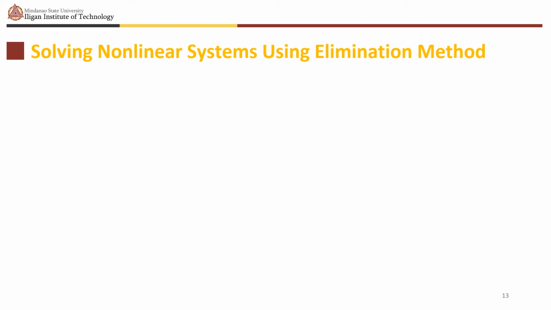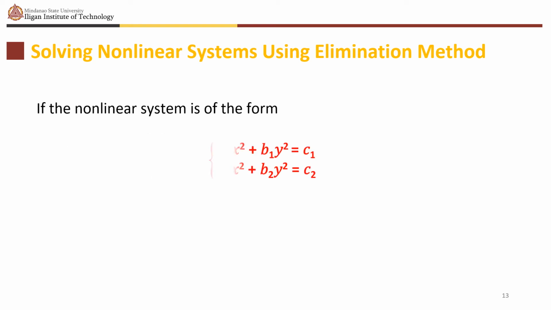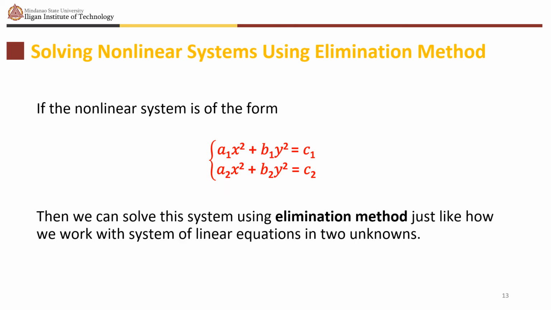We can also solve nonlinear systems using the elimination method. If the nonlinear system is in the form a sub 1 x squared plus b sub 1 y squared equals c sub 1, and a sub 2 x squared plus b sub 2 y squared equals c sub 2, then we can solve this system using the elimination method, just like how we work with a system of linear equations in two unknowns.